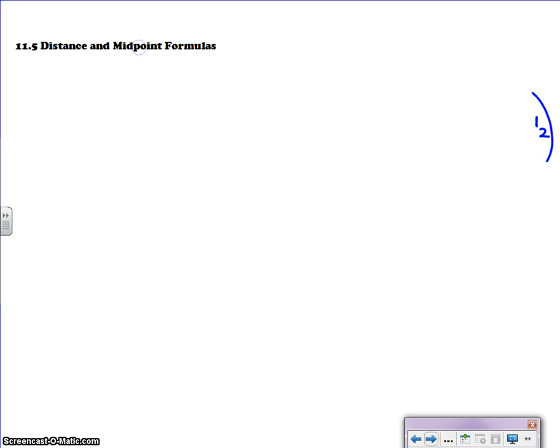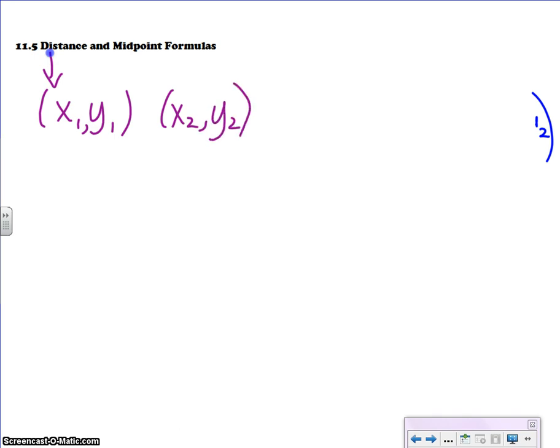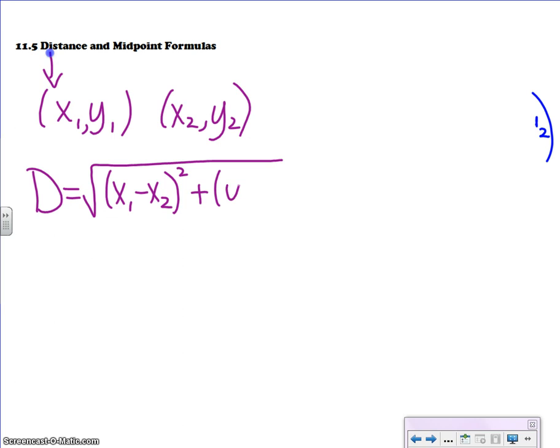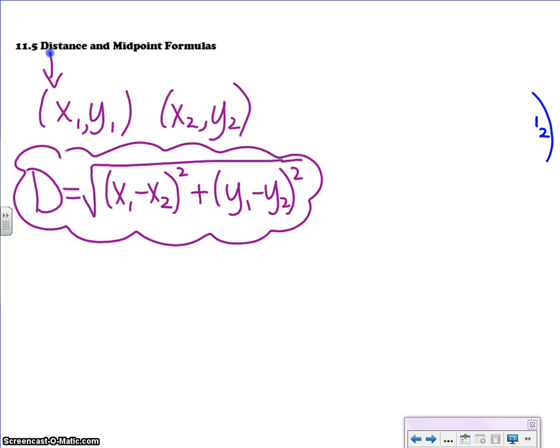And the last 2 formulas we learned from chapter 11 were distance and midpoint. So remember that the distance formula is derived from the Pythagorean theorem. Our distance formula is used when we have 2 ordered pairs, and then we just plug them into our formula. Our formula is the square root of the difference of the 2 x coordinates, squared, added to the difference of the y coordinates, squared. So this right here is our distance formula. This will be a helpful thing to have written down if you're not going to remember it.